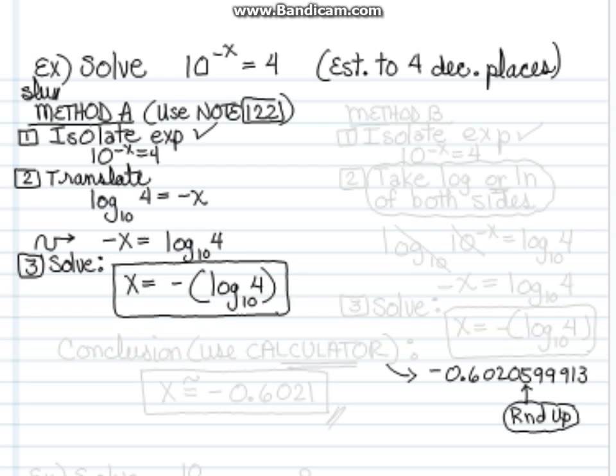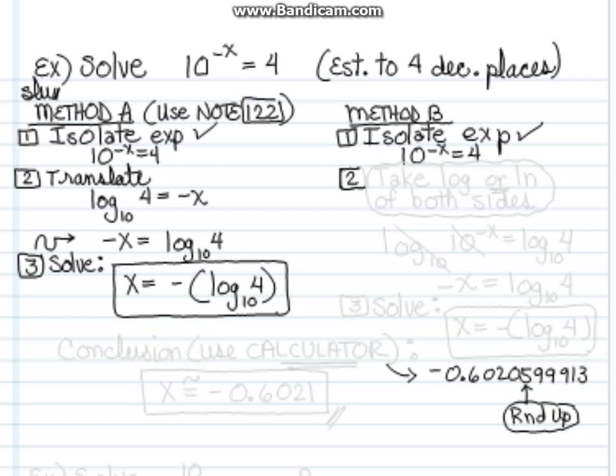Now let's look at method B before we simplify that any further. Method B says, well, step 1 is the same as method A. We isolate the exponential on the left side. So doing that, well, we don't have to do it because it's already done. We already have 10 to the negative x equals 4. So now step 2 is what's different.